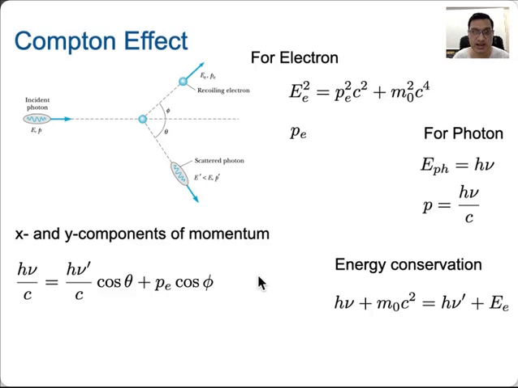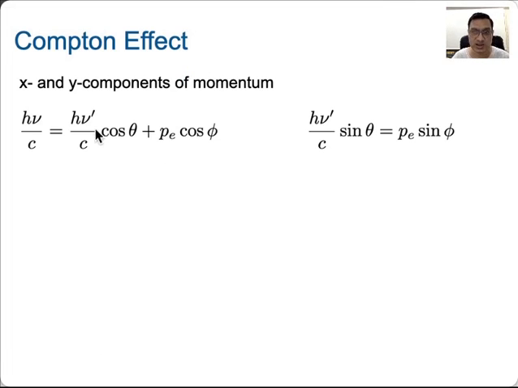And similarly we can write the y component. There is no y component in the initial state, so it is zero. The y component for the electron will be along this direction, and for the photon along this direction, so both are going to be minus. So I can write h nu prime by c sine theta equals p_e sine phi. So these are the x and y components of your momentum, as I told you in the previous slide.